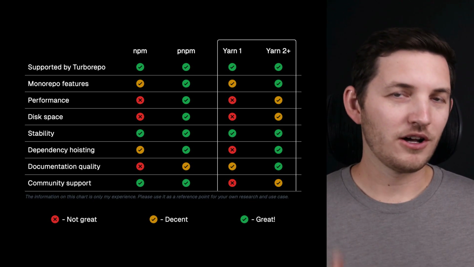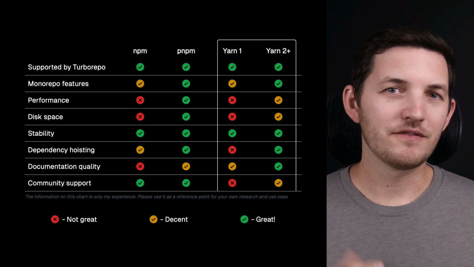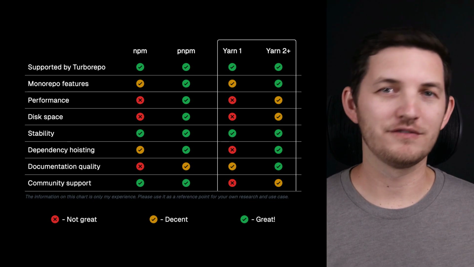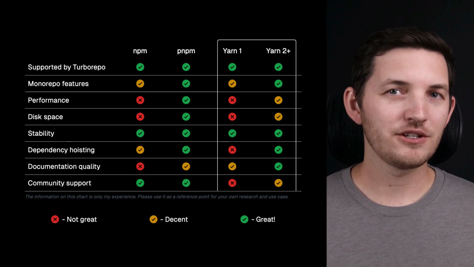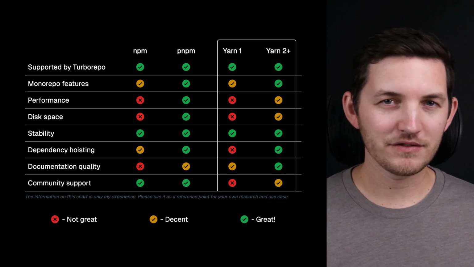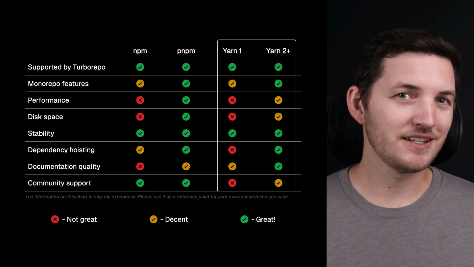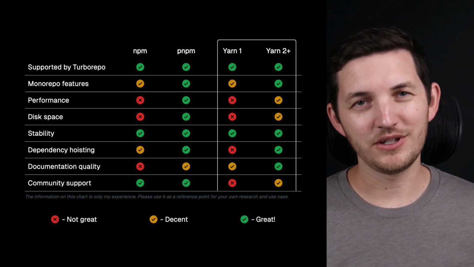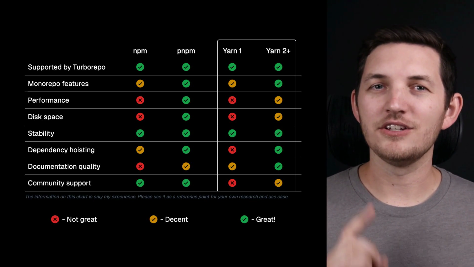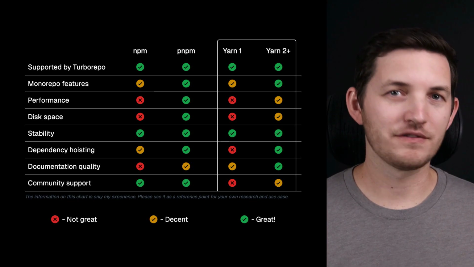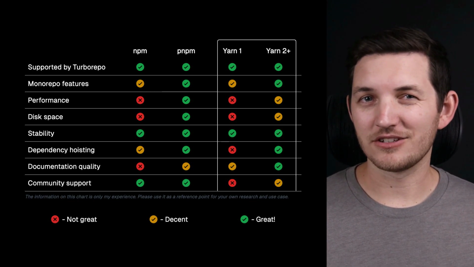Yarn gets two columns for a couple of reasons. The first is that Yarn 1 is so different from Yarn 2, especially if you're using Yarn Modern's plug and play feature. The second reason is that when folks in the Turborepo community do use Yarn, I see Yarn 1 the most often by far. So despite its age, it's still pretty relevant.